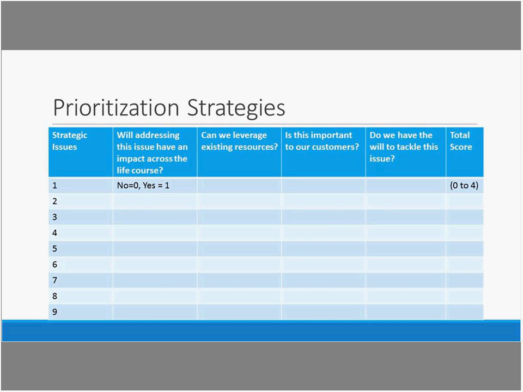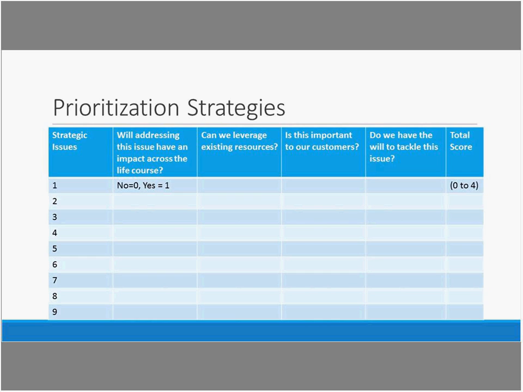Another prioritization strategy that I've used with some communities, when folks have a lot of ideas about what makes a priority, can be a helpful way to whittle things down, as long as the group isn't too married to the scores that you come out with in the end. You can have a survey that everyone takes around each of the strategic issues, asking a series of questions that align with potential criteria. Will addressing this issue have an impact across the life course? Can we leverage existing resources? Is this important to our customers? Do we have the will to tackle this issue?